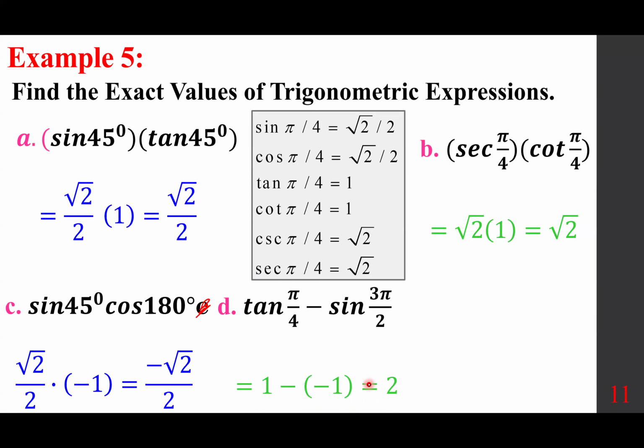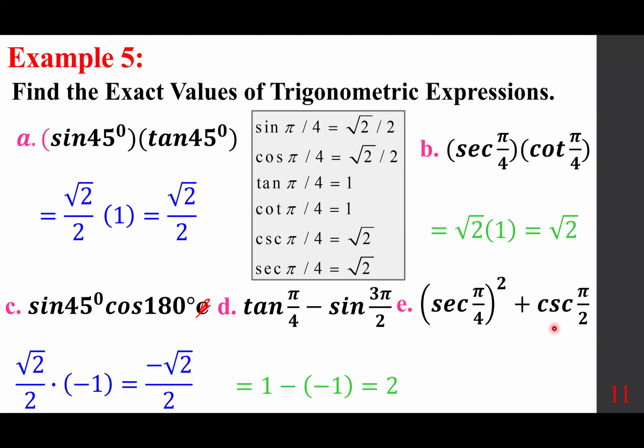Secant of pi over 4 quantity squared plus cosecant of pi over 4 quantity squared. And again, if you don't remember it, you can go to sine and cosine. In this case, 1 over cosine. In this case, 1 over sine. And therefore, we know that this one is square root of 2. We raise it to the power of 2. Cosecant is 1 over sine.